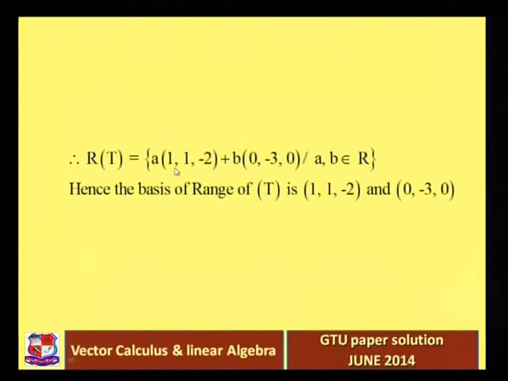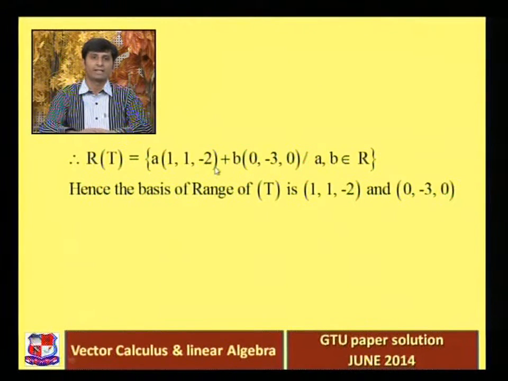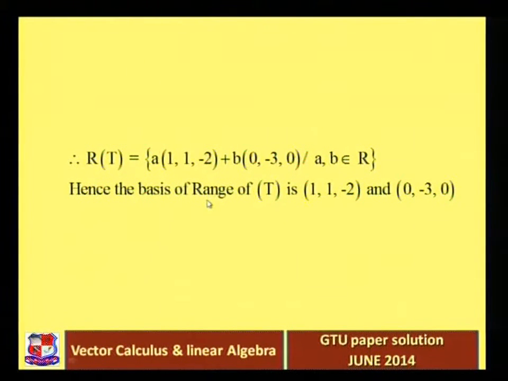So a(1, 1, -2) plus b(0, -3, 0). If you want to write it set theoretically, range of T is equal to a(1, 1, -2) plus b(0, -3, 0), where a, b belong to R, and the basis of range of T is (1, 1, -2) and (0, -3, 0), right? So this question was complete. This question was worth 5 marks in this question paper, question 6C.